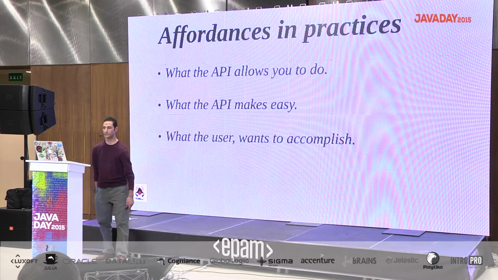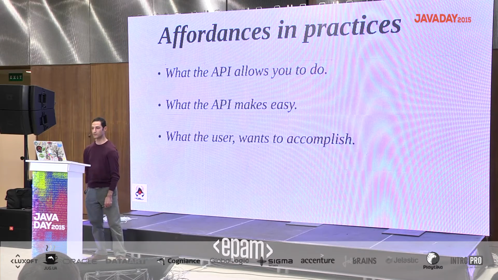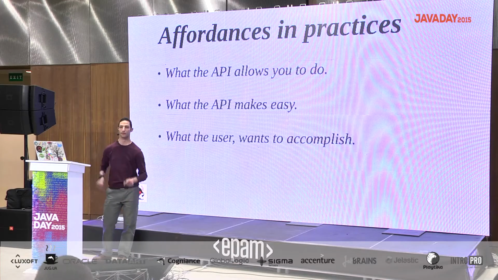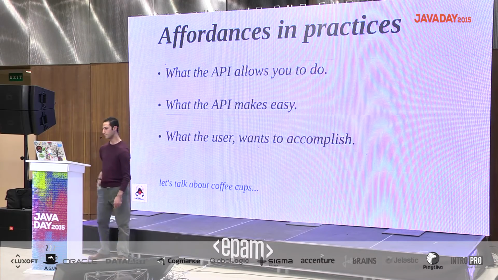Affordance in practice is what the API allows you to do as a customer, what the API makes easy to do, what the user wants to accomplish. This is in terms of practice. And we are going to see how we are going to model these concepts now.